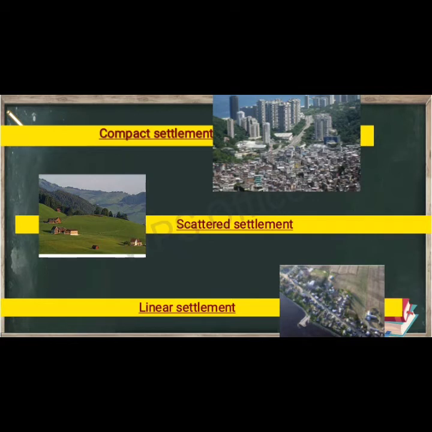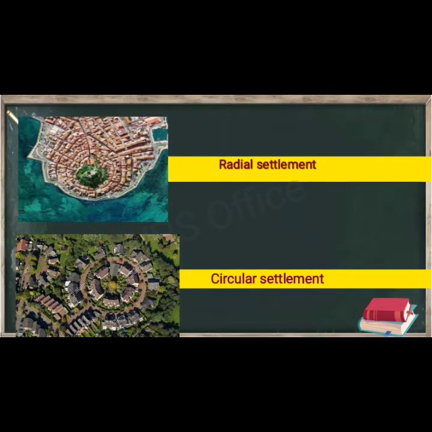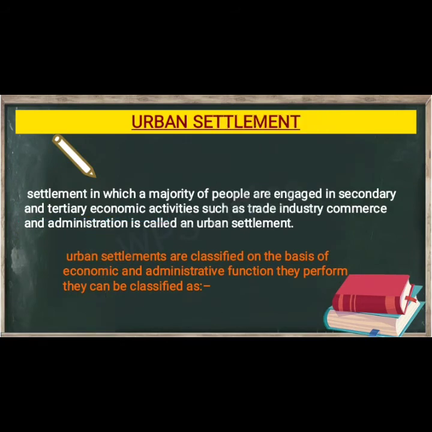Now in the last image, we can see the houses are built parallel to a road on either side. This type of settlement is known as linear settlement. Moving ahead, in the next image, we can see a radial type of settlement in which houses are built concentrated towards the center in a circular position. And in circular settlement, these settlements are found near ponds, in which the pond is surrounded by the houses in a circular format. Moving ahead, we will see urban settlement.